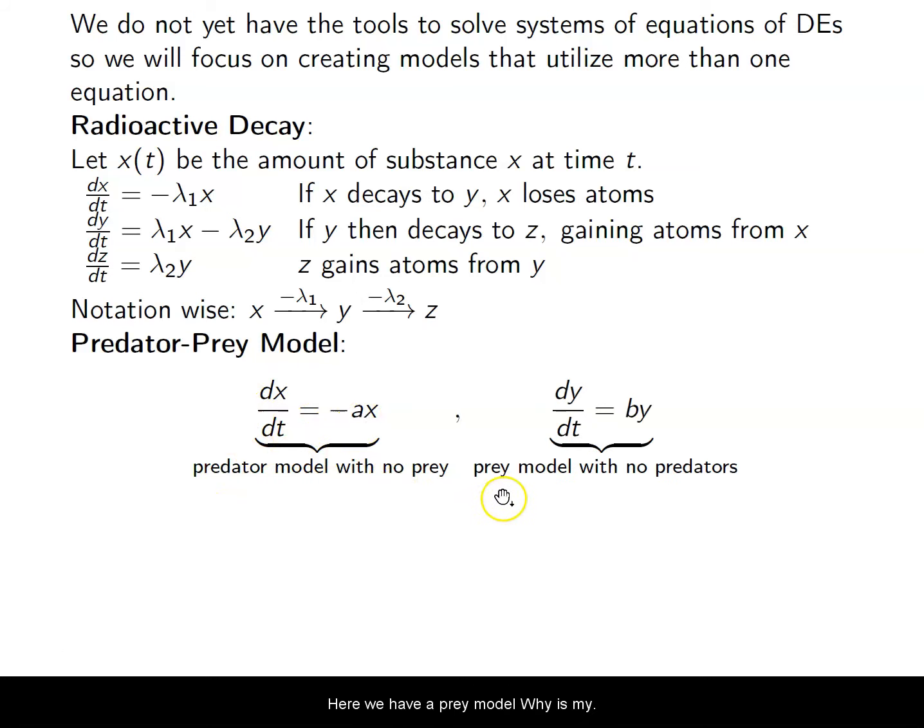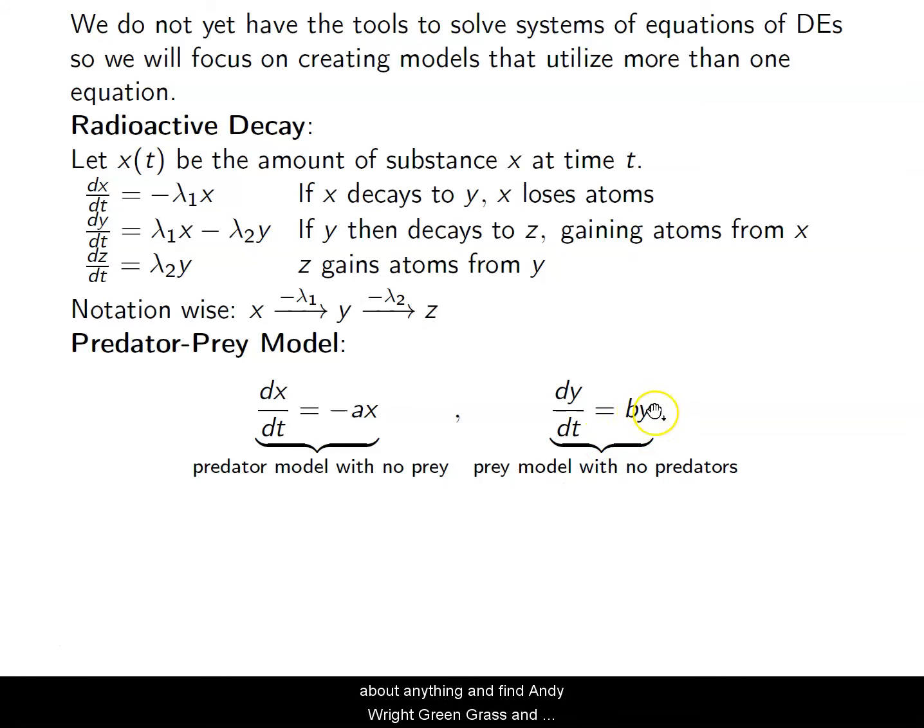Okay. Here we have a prey model. Y is my equation that models the number of prey elements that I have in an environment at time t. If there is no predators to prey on the prey to eat this food source, then they are just going to grow. They don't have to worry about anything. It's fine, dandy, right?